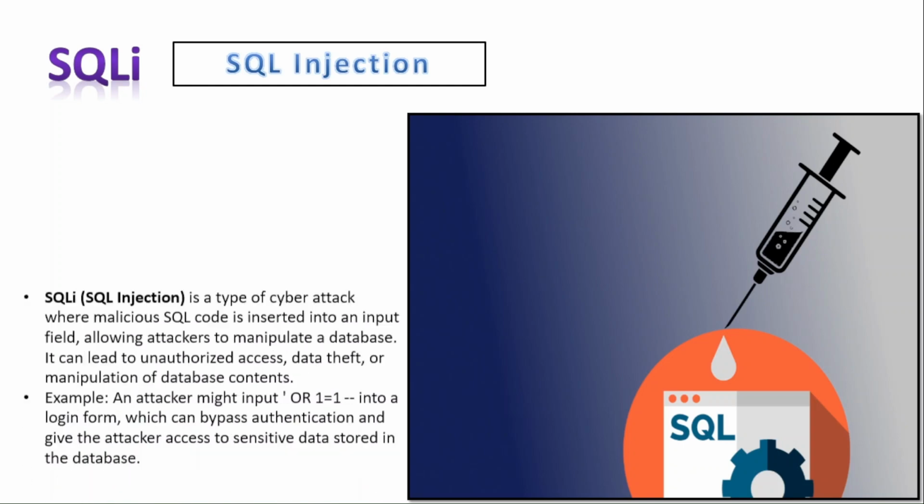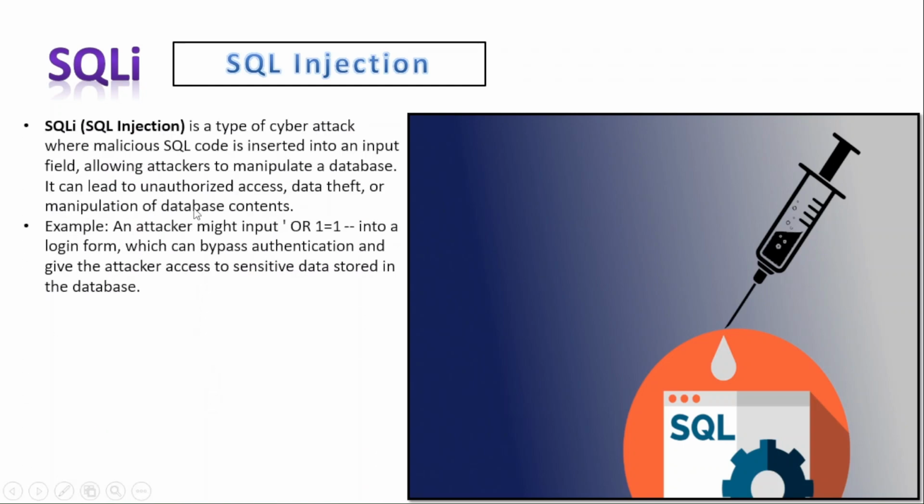SQLI, that is SQL injection. So SQLI or SQL injection is a type of cyber attack where malicious SQL code is inserted into an input field, allowing attackers to manipulate a database. It can lead to unauthorized access, data theft, or manipulation of database contents. Example, an attacker might input ' OR 1=1 -- into a login form, which can bypass authentication and give the attacker access to sensitive data stored in the database.